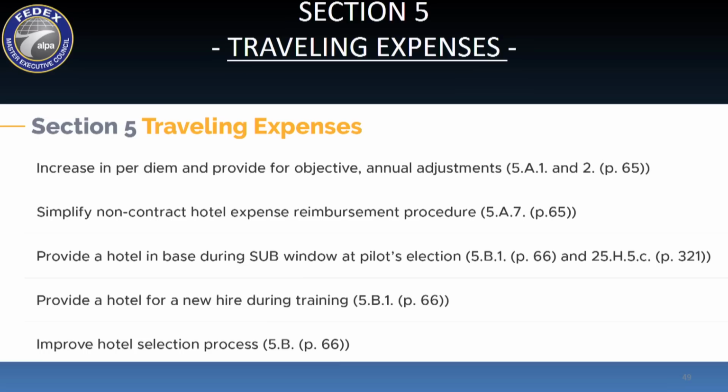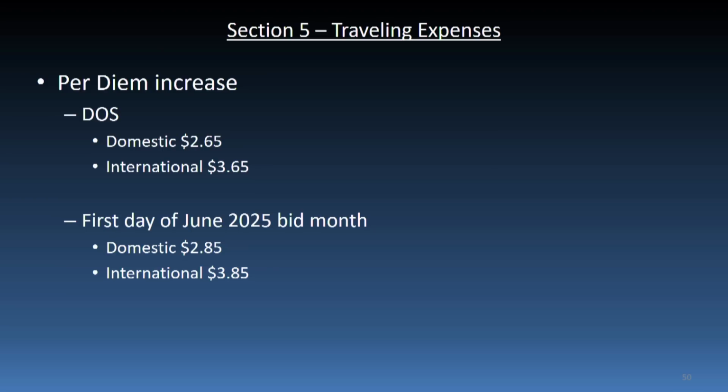Moving on to Section 5, traveling expenses. Starting out with per diem. As Pat mentioned earlier, we tried to set everything to a fire and forget in this contract. We had a plan for per diem that we were pretty proud of, and it was attached to a CPI-U number. And every time that went up, our per diem went up, so we got an adjustment every year.